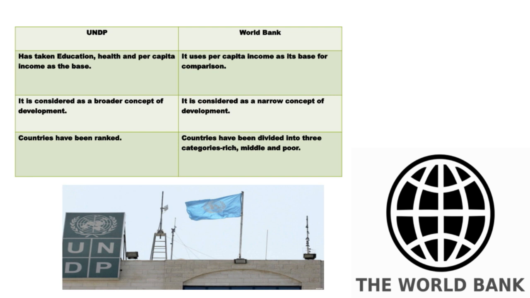Additionally, these organizations rank countries based on their criteria. The UNDP often classifies countries into categories like developing, middle income, and developed. The World Bank, meanwhile, categorizes countries into groups such as rich, middle, and poor. Understanding these differences helps us see how development is measured and what aspects are prioritized, which is essential as we analyze global progress and disparities.